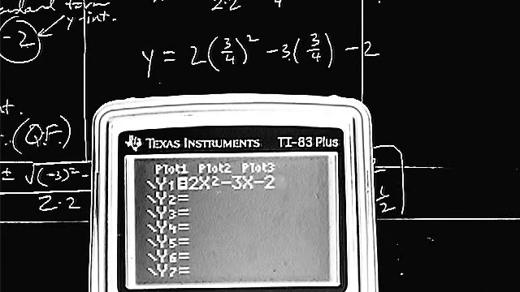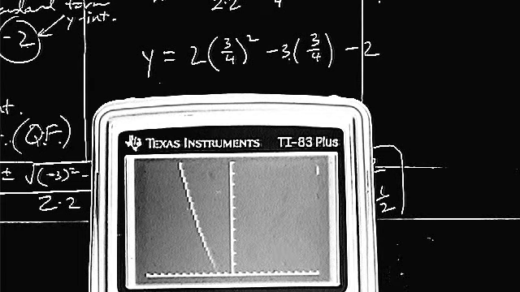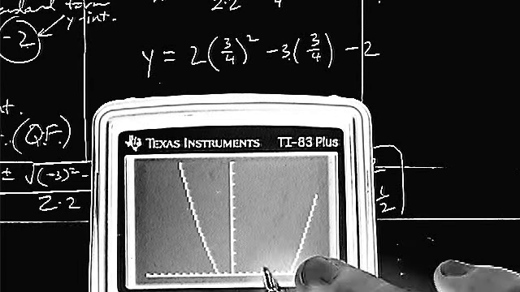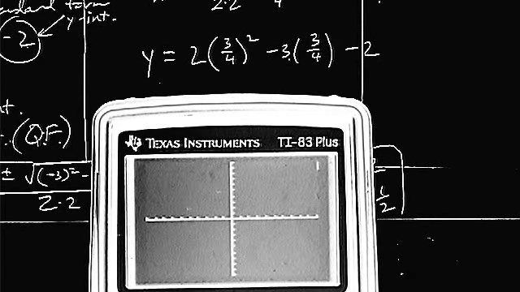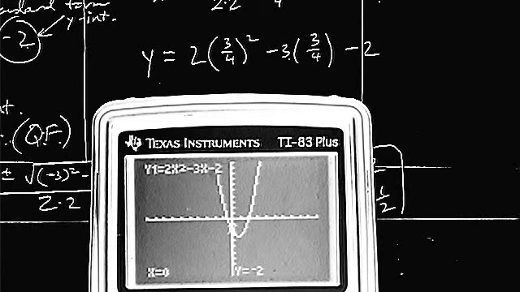I'm not sure what the graph looks like. I might have a weird looking picture, so instead of trying to use this particular picture, I'm going to change it back to the standard window. Remember Zoom 6? Zoom 6 will cause me to get a basic looking picture, and if I need to go farther, I will. Now I'm going to use the trace button.